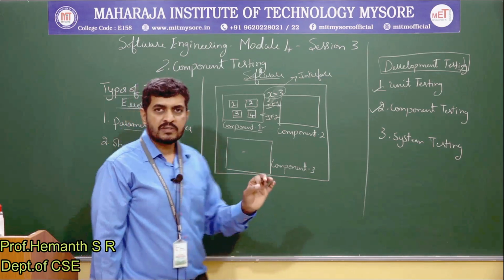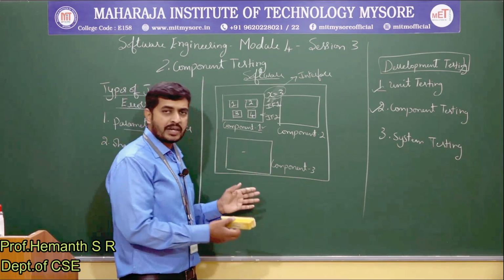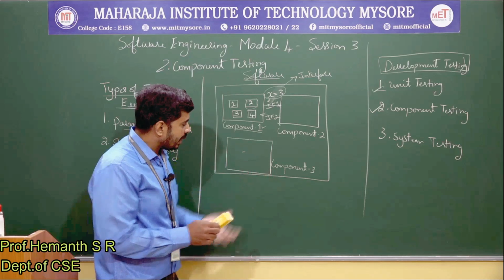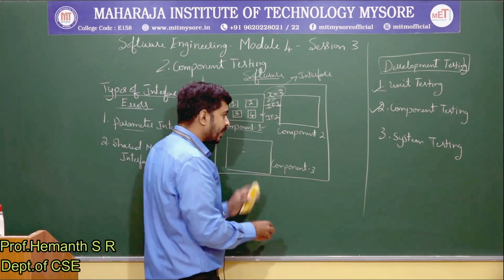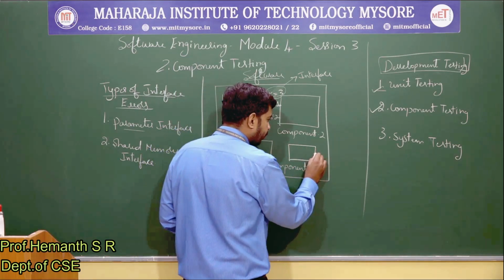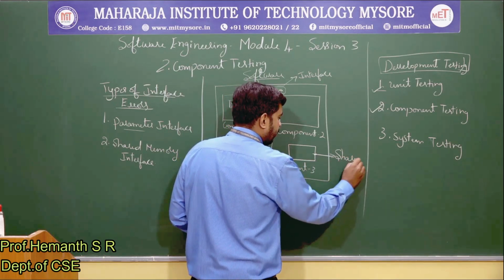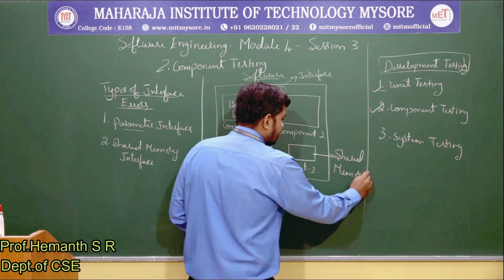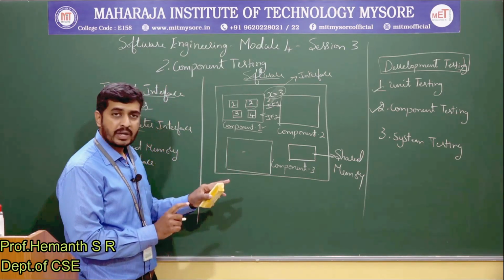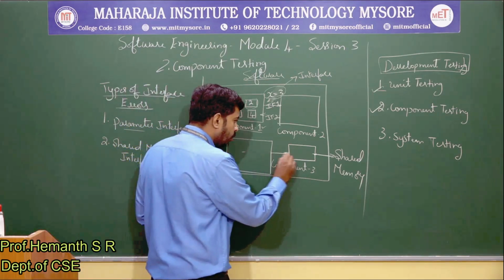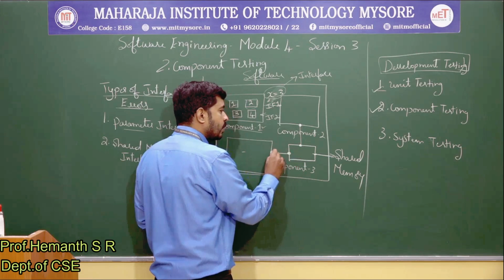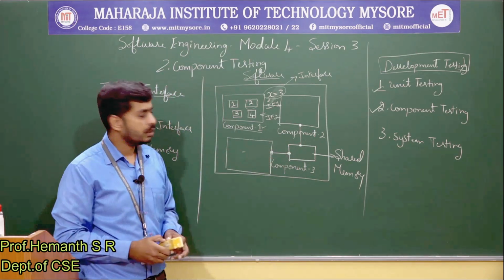One more possibility as part of the design is that we may not have a direct interface between two components. Component 2 and 3 may interact with one another through a section in the memory called shared memory. So this is a shared memory here. Shared memory is a common memory shared between component 2 and component 3. Component 2 and component 3 are using this block of memory.